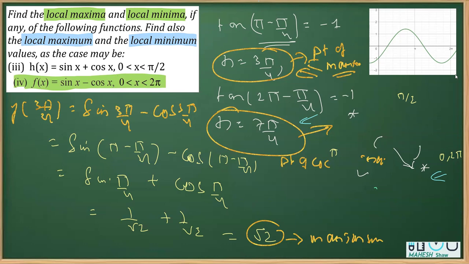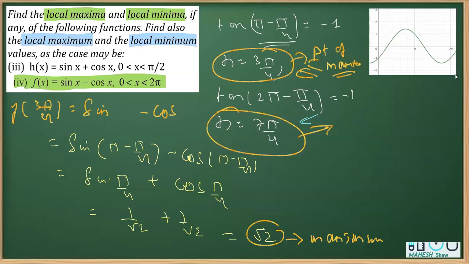Now, once we have done this, we'll find the local minimum. And to find the local minimum, we're simply going to replace, right? If I replace this 3 pi by 4, I'm replacing this 3 pi by 4 with 7 pi by 4. So this will turn out as 2 pi minus pi by 4, same as 2 pi minus pi by 4.